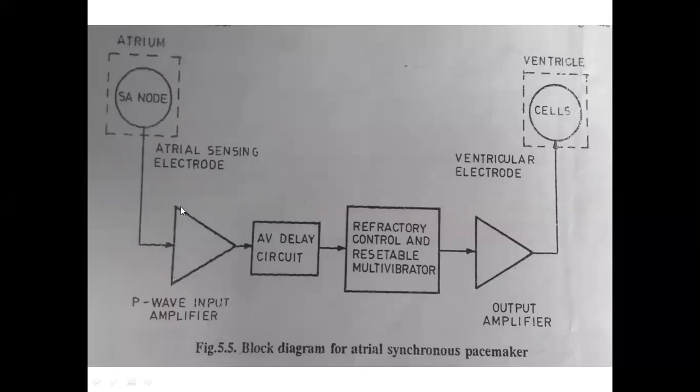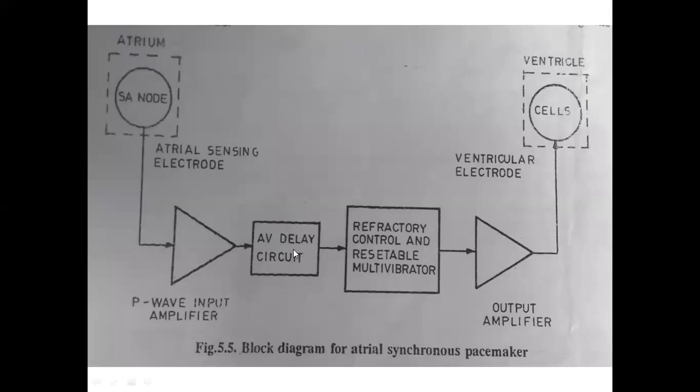So the generated P waveform, which is produced at the right atrium, is sensed by the atrial sensing electrode. The output of the electrode is applied to the P wave input amplifier, where the P wave is amplified. After that, the P wave signal is delayed by the AV delay circuit.